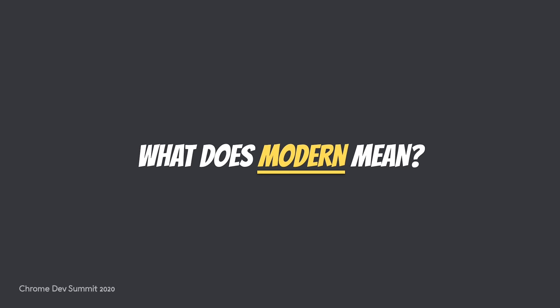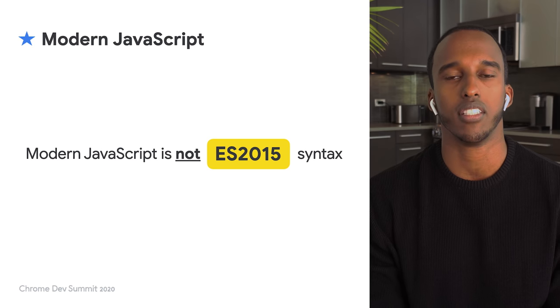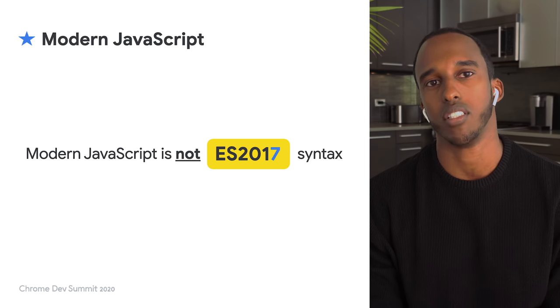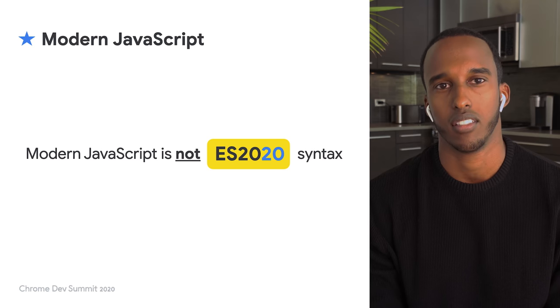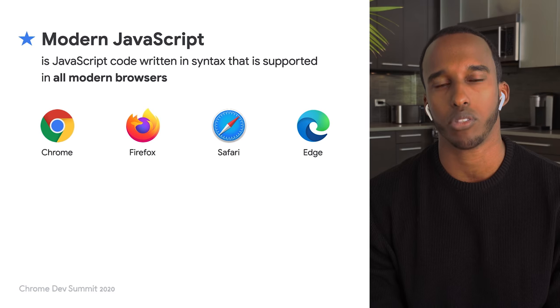What exactly do we mean when we say modern code? Well, for starters, modern JavaScript is not ES2015 syntax, or ES2017, or even ES2020. It's code written in syntax that is supported in all modern browsers.